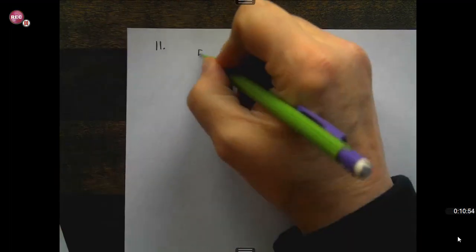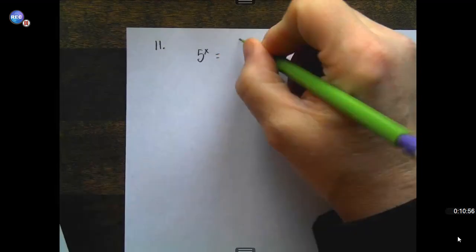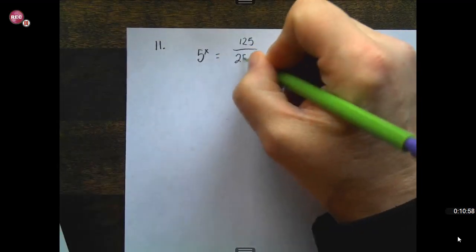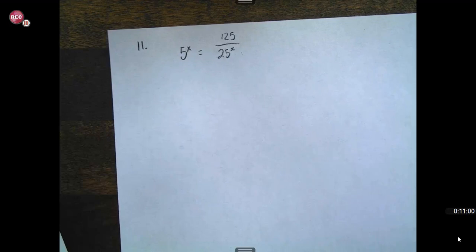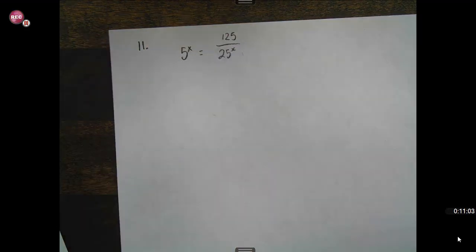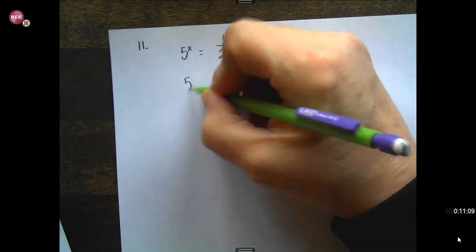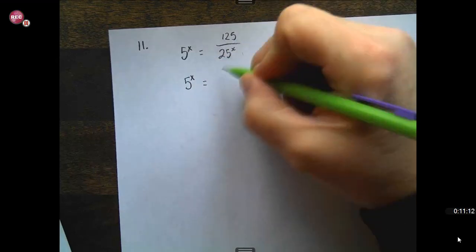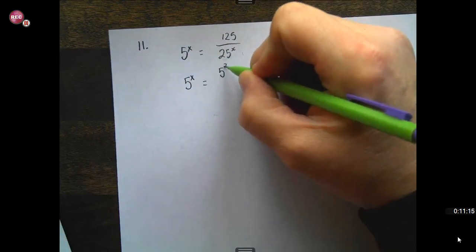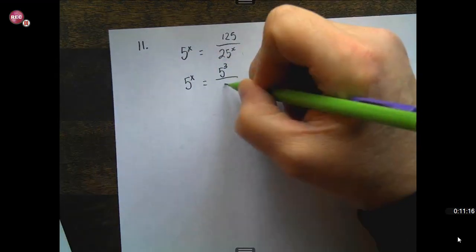All right, number 11. We have 5 to the x equals 125 over 25 to the x. And obviously I have x in the exponent, so this is one where I need to match the bases. And everything's going to go to base 5, which this already is. 125 is 5 to the third, and 25 is 5 squared.